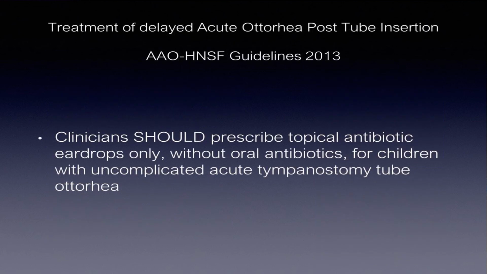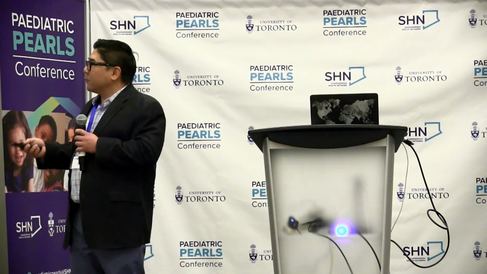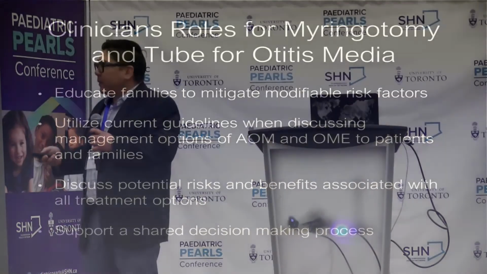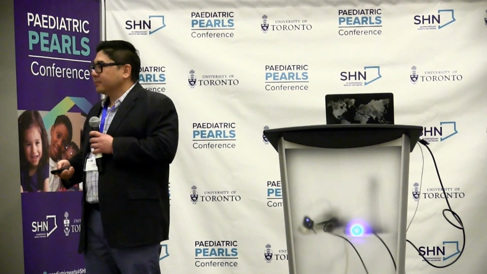So the American Academy guidelines recommend that clinicians should prescribe topical antibiotic eardrops only, without oral antibiotics, for children with uncomplicated acute tympanostomy tube otorrhea, and this is consistent with the 2013 guidelines. So what is the clinician's role for children with tubes for otitis media? Well, we need to educate families to mitigate those modifiable risk factors, utilize the current guidelines when discussing management options for acute otitis media and otitis media with effusion, discuss all the potential risks and benefits associated with all treatment options offered, and also support a shared decision-making process.